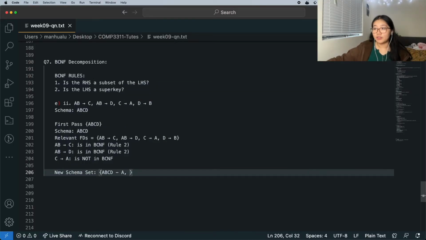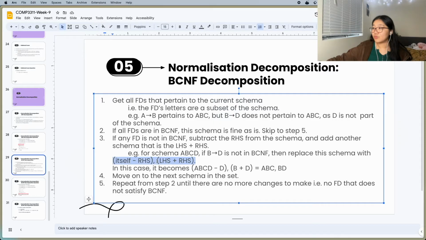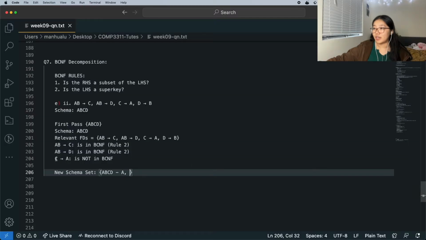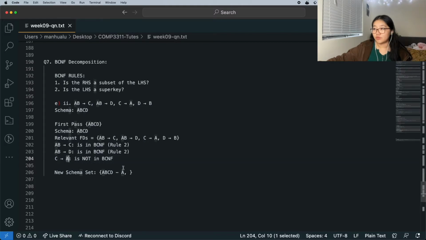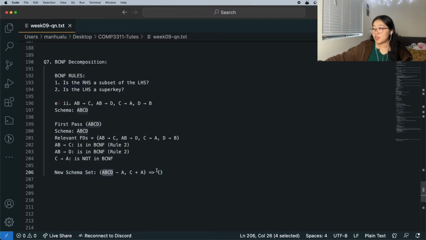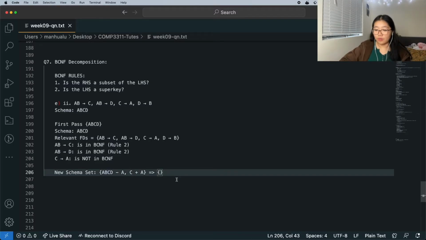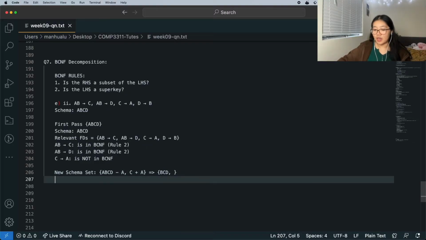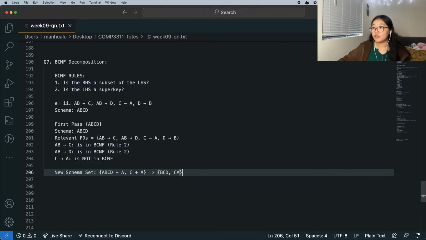So it's going to look like this. And then based on this rule here, we also want to get a new schema with the left-hand side plus the right-hand side. So this left plus this right. So that's C plus A. Right, and that's it of your schema set. And if I translate this over, this now is BCD, you've removed the A, and this one is just CA. So that's your schema set now.